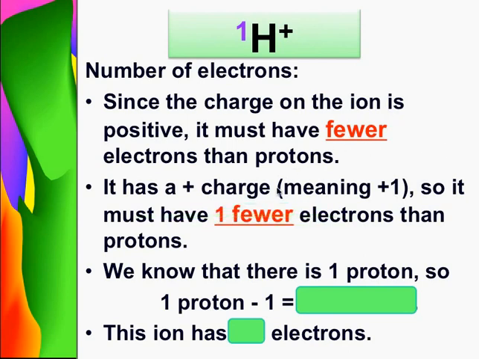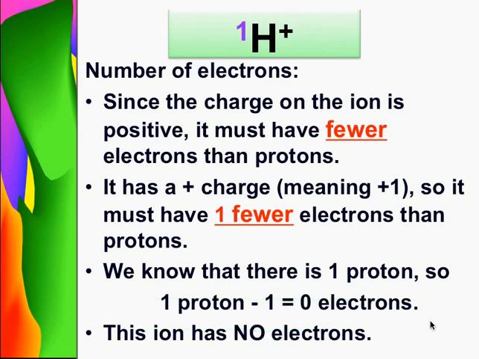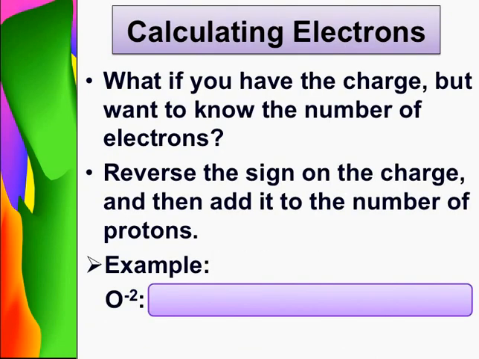Now that means the difference between the number of electrons and the number of protons is 1. So you go 1 proton minus the 1 electron, 0 again. This ion has no electrons. So think about it. We're talking about an ion with no electrons. It also is an isotope with no neutrons. This is really just a proton that's hanging out in space.